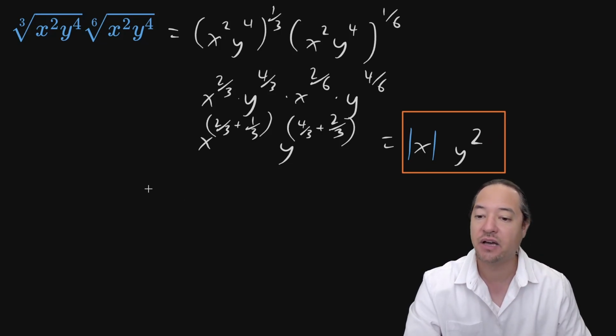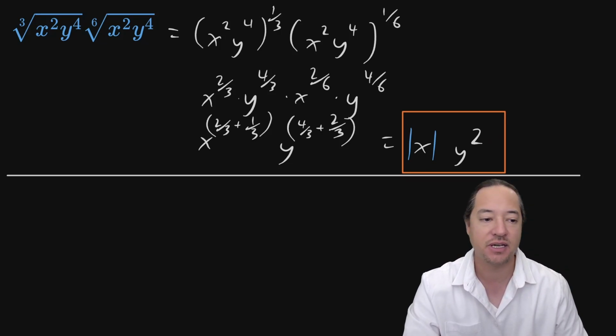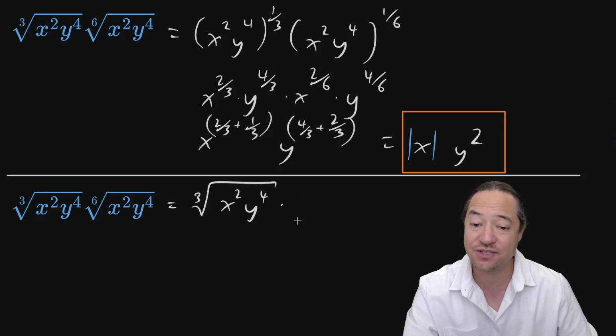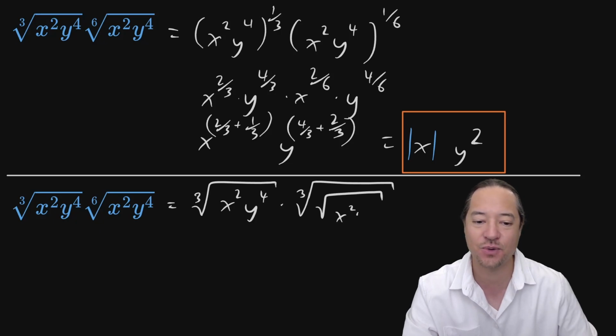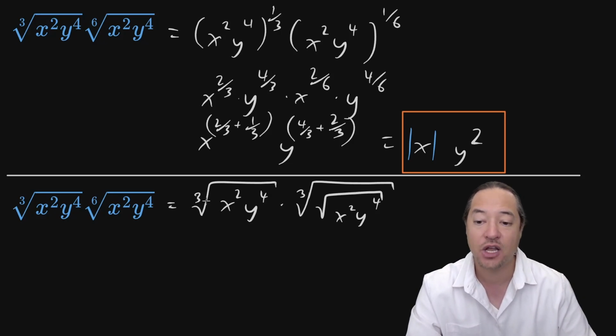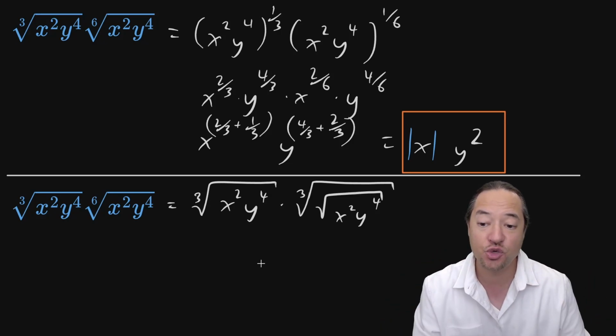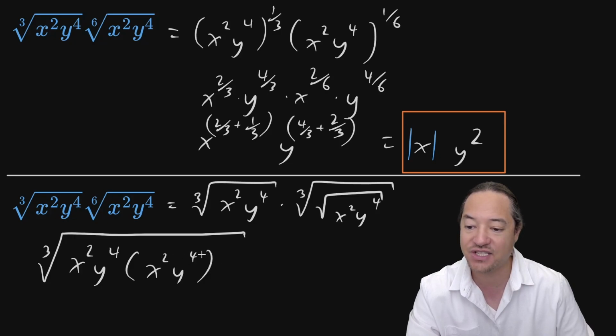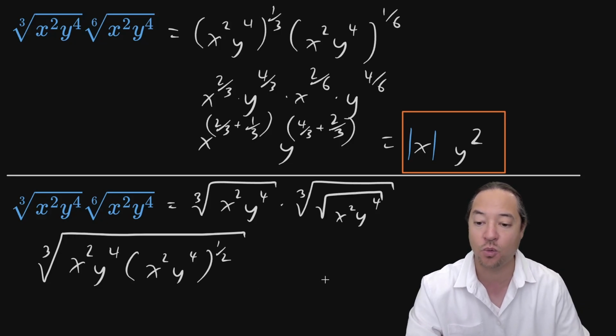I want to show you another way we could possibly do this simplification. So let's think of this now. We have the cubed root of x squared y to the 4th and the 6th root. I want to think of that as the cubed root of the square root of x squared y to the 4th power. Because now that I've done it like this, I can sort of combine the cubed roots here. So I'm going to have a giant cubed root with an x squared y to the 4th power multiplied by this x squared y to the 4th, and this is a square root, so I'm going to write that as a rational exponent of 1/2.